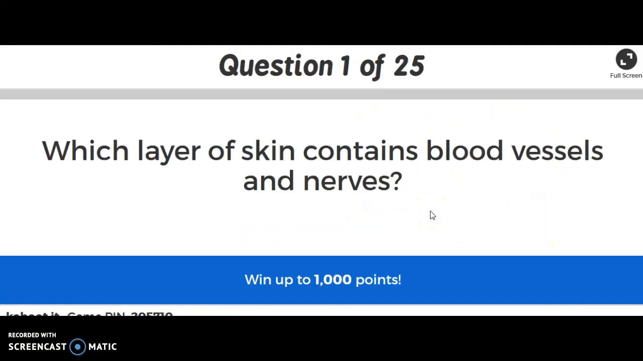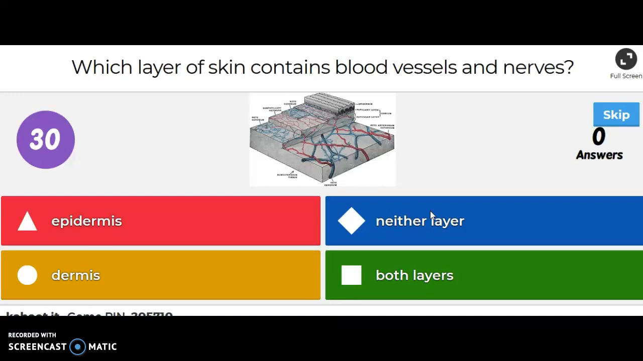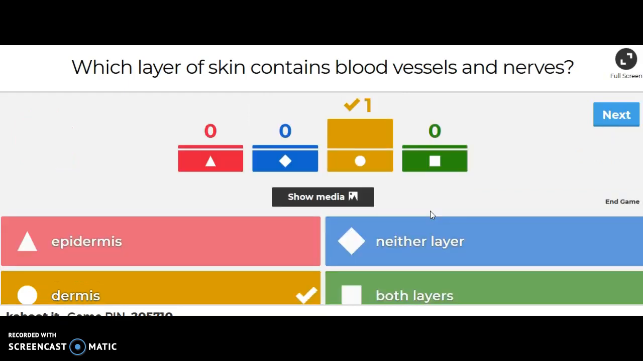All right, this is our Unit 2 review. Which layer of skin contains blood vessels and nerves? And yes, that is the dermis. That's the layer that has a lot of important stuff in it.